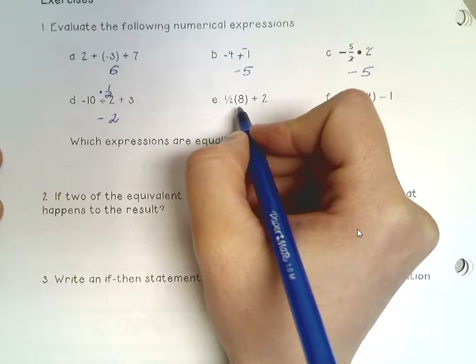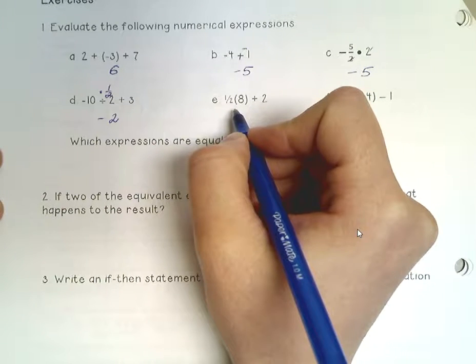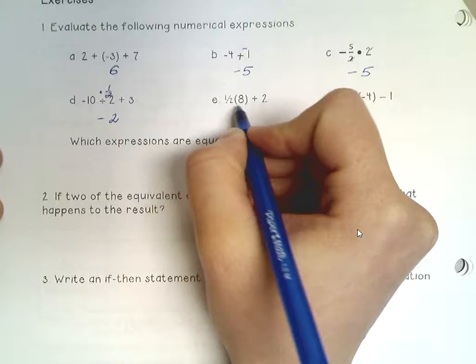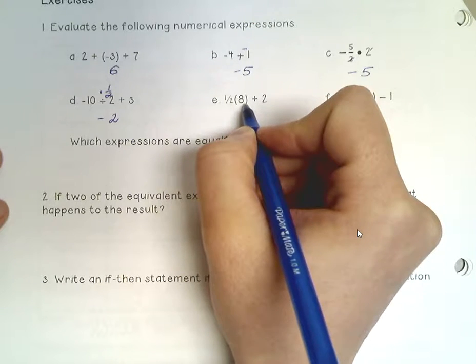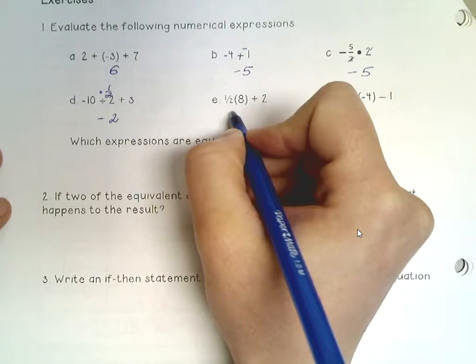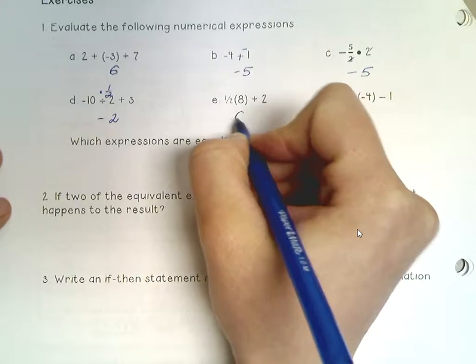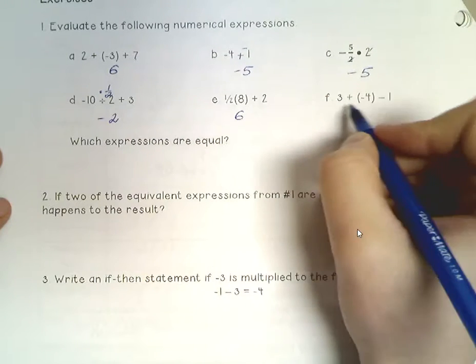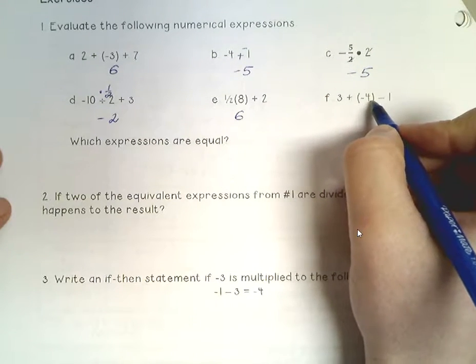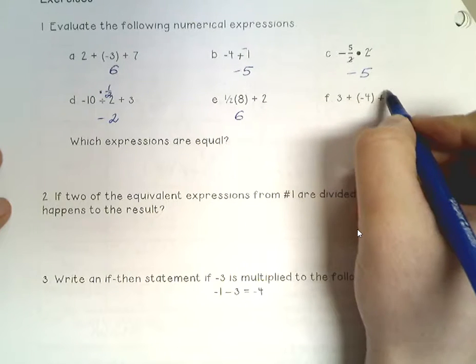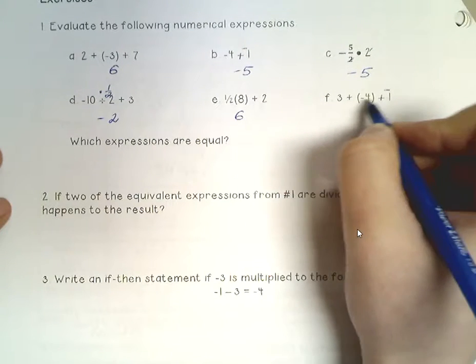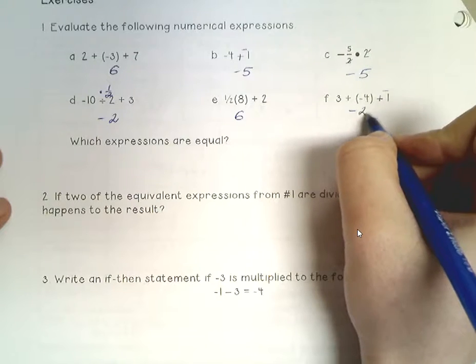Then we have, let me just check, yes. Then we have 1 half times 8, which is 4. 4 plus 2 is 6. And then I have 3 plus negative 4 plus negative 1. Negative 5 plus 3 is negative 2.